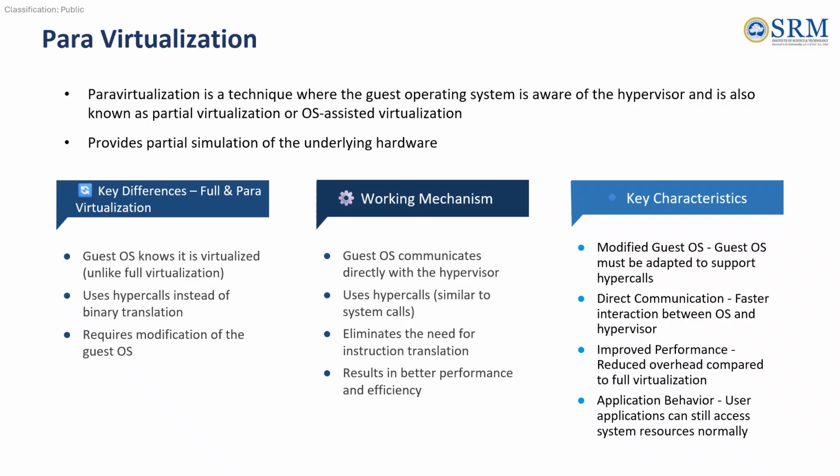You can compare this to students working with a lab assistant during an experiment. Instead of waiting for instructions to be translated through multiple people, the students directly communicate with the assistant who manages the equipment. Because of this direct coordination, the work becomes faster and more efficient. Similarly, in para-virtualization, the guest OS directly interacts with the hypervisor using hypercalls.